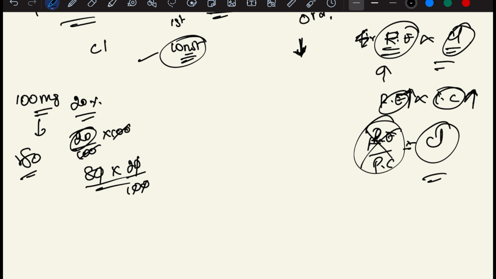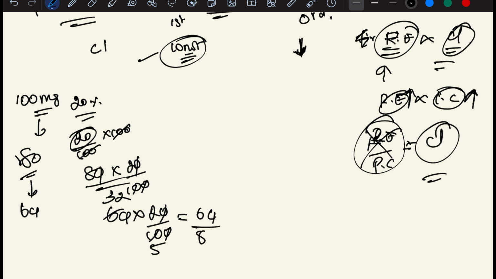It's 16. Okay. So what is 80 minus 16? It's 64, right? Similarly, 64 into 20 by 100. It's nearly 34... 64 by 5. It's nearly 12 or something, I think so. It's nearly 50. Okay. Nearly.